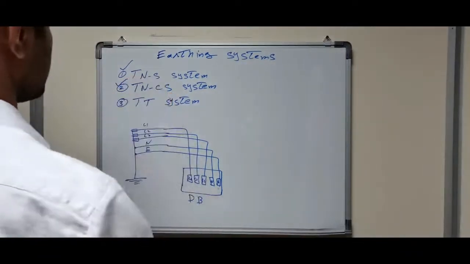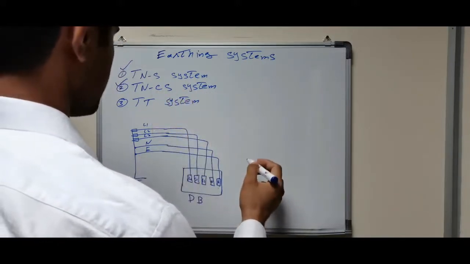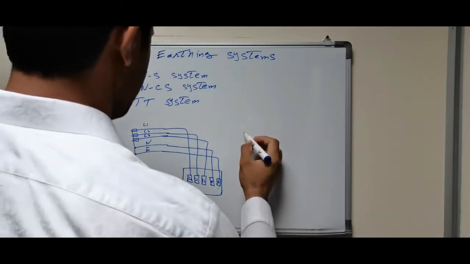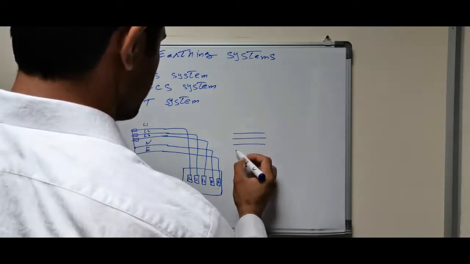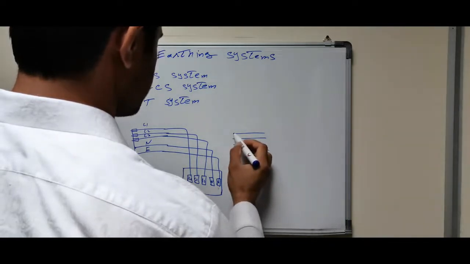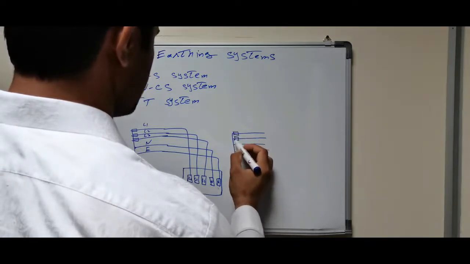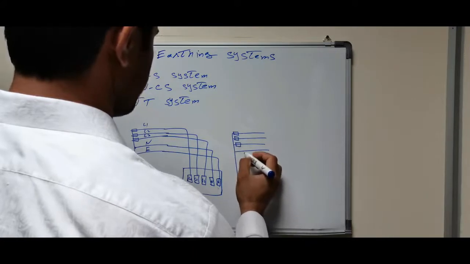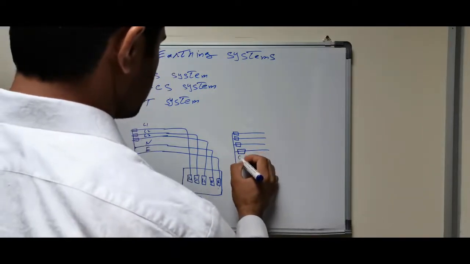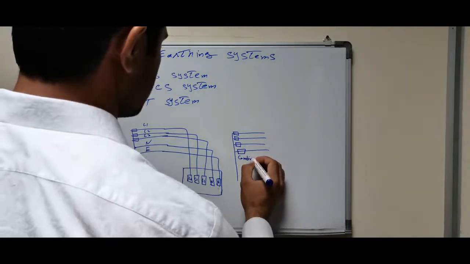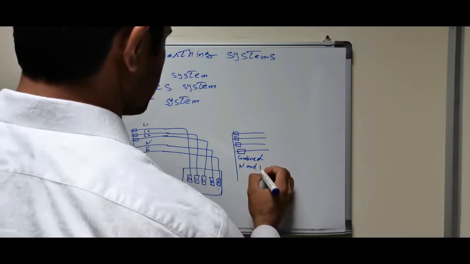Now we will check the TN-C-S system. In the TN-C-S earthing arrangement system, our wiring arrangements or our incoming power cable will be like this: L1, L2, L3, and the fourth wire is combined neutral and earth.